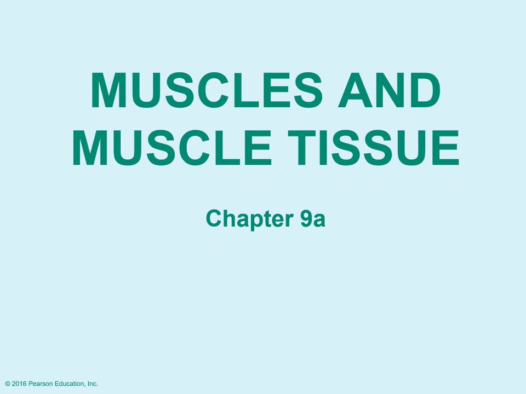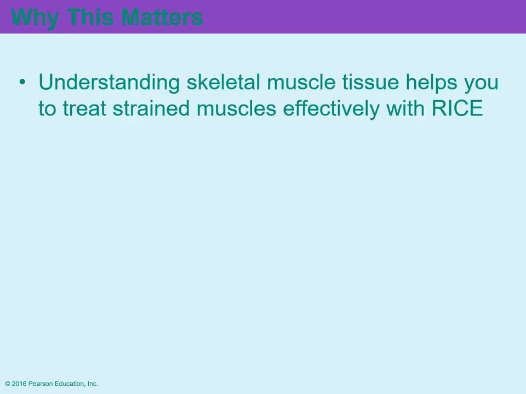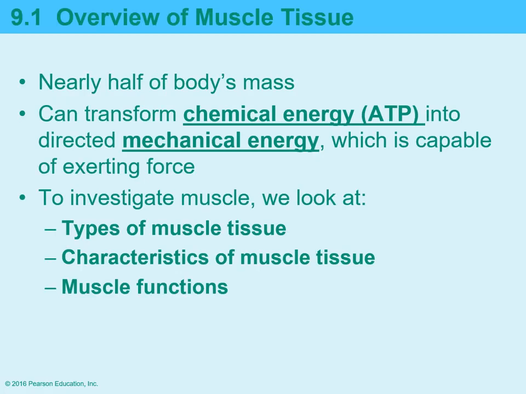Chapter 9, Part A, deals with the muscles and the muscle tissue. Obviously, you need to understand what the normal physiology and the normal anatomy is for skeletal muscle, so that you'll be able to treat your patient when they come in with strained muscles and you understand why you're doing the different procedures that you are doing.